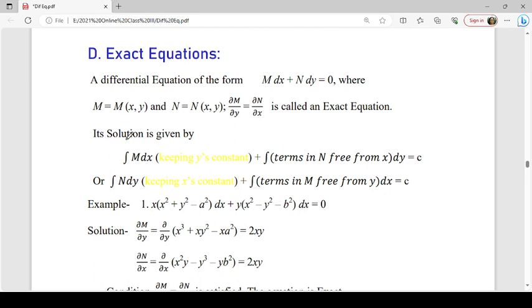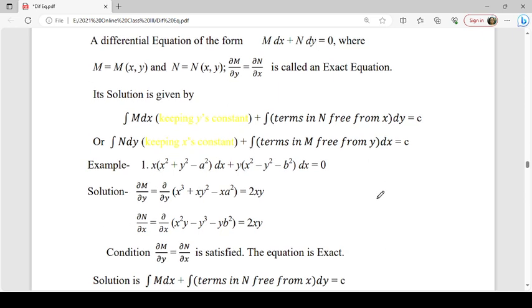And the solution is this algorithm. The integration of M dx, plus the integration of the terms in N that are free from x, with respect to y. Or, if we integrate N dy, then we need to find the terms in M which are free from y, and we integrate those with respect to x. So this is an example.